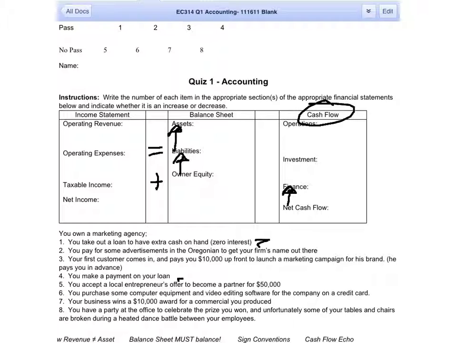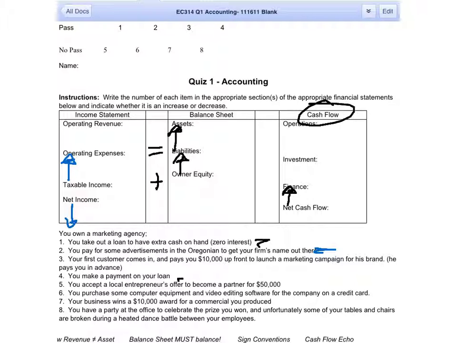The next item, which we'll do in blue, pay for some advertisements in the Oregonian to get the firm out there. Well, that's an increase in expenses because the Oregonian still charges. And that means that you're also going to see a decrease in net income. Now watch the sign conventions. Expenses are always positive numbers. That's the normal direction. And you have to make sure that you subtract those from the revenue. So you're going to see a decrease in net income.